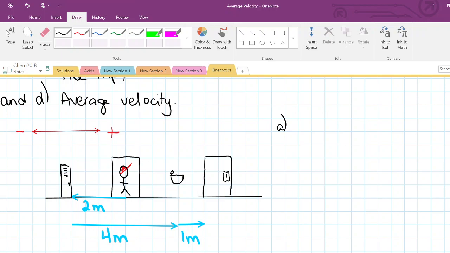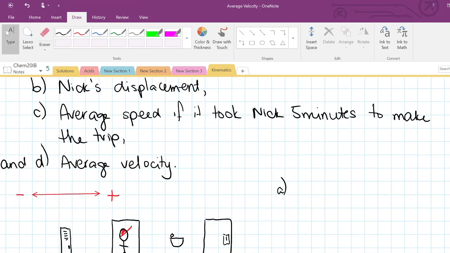Now remember, distance is a scalar quantity. It's not a vector quantity. So for my distance, I want to figure out delta D. There's no arrow on top of it because it's scalar. Delta D corresponds to D1 plus D2 plus D3 because there's 3 distances that he travels.